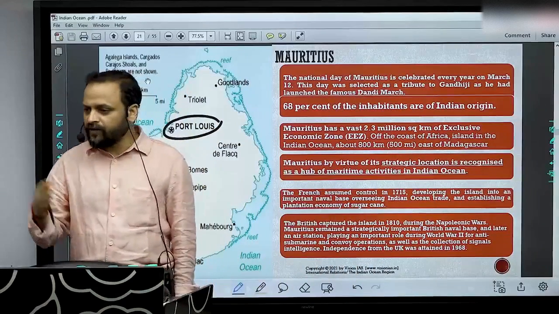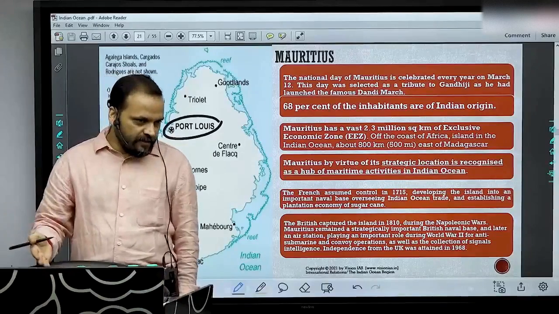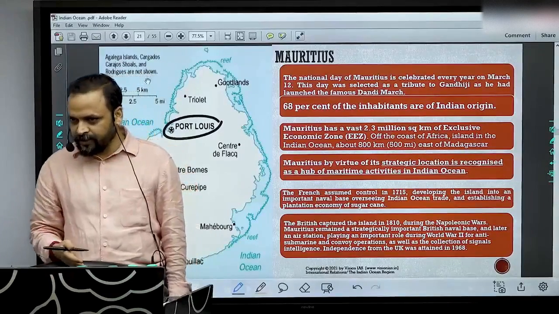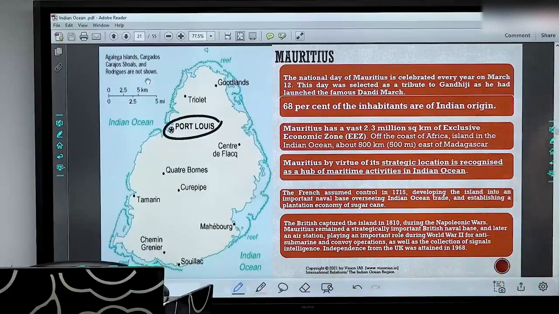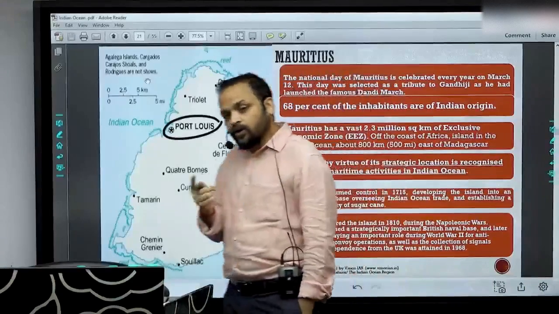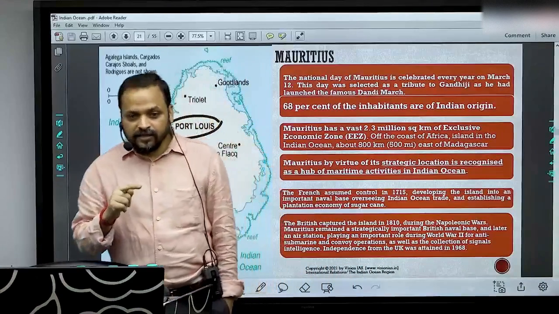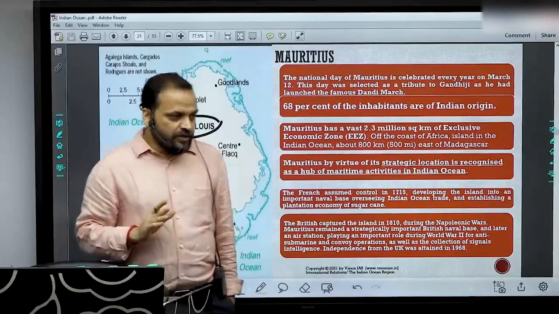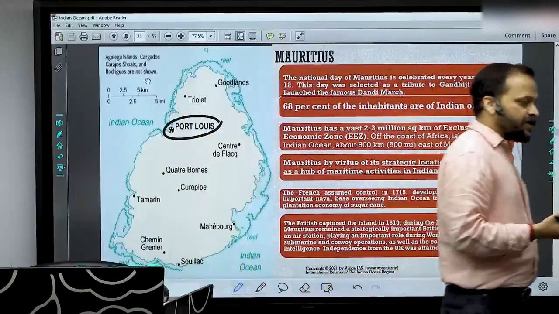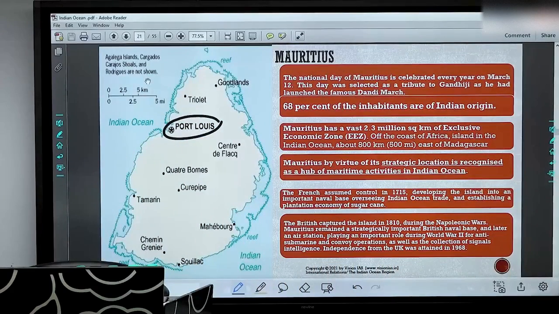For example, Mauritius often is in news, right? Recently there were visits from Mauritius to India. So Mauritius has a 68% population of Indian origin, all right? So that's another thing that makes Mauritius important. So these kinds of relations provide India an advantage. Strategically located country, close to sea lanes of communication, close to trade routes, but also a country which has 68% of population which is of Indian origin. So thereby you will see what we are doing with Mauritius is an example of how we are expanding our presence in the Indian Ocean region.